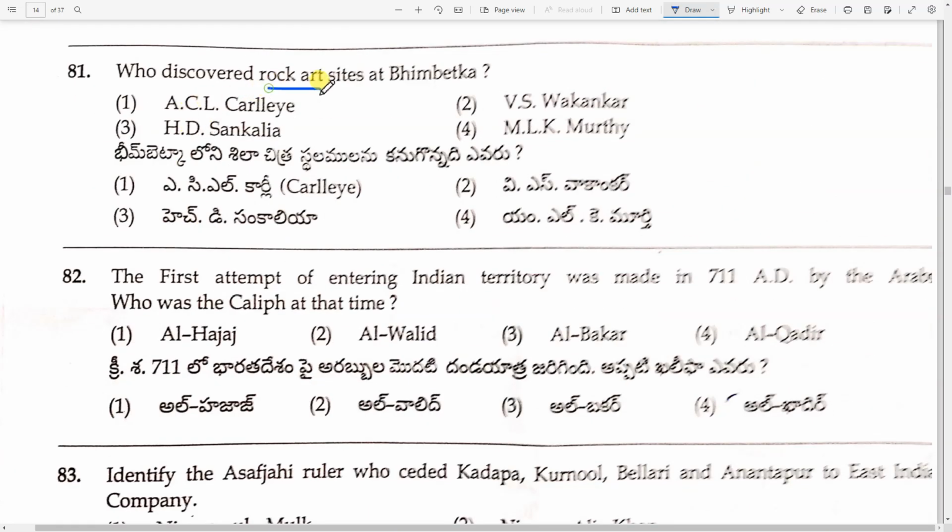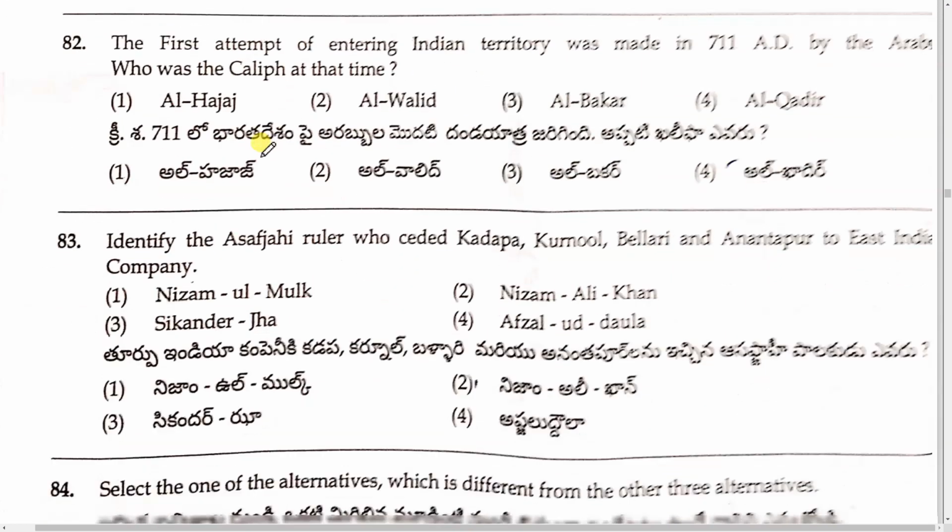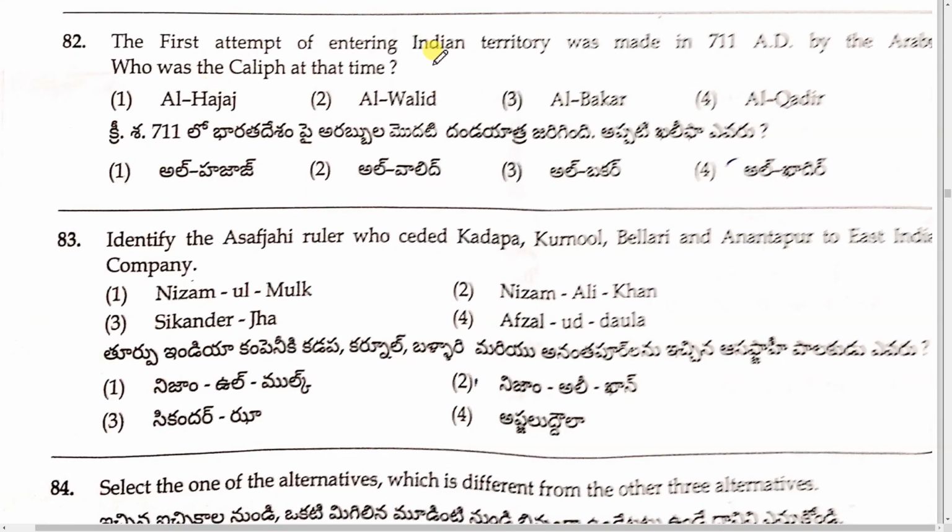Who discovered rock art sites at Bhimbetka in MP? So it is V.S. The first attempt of entering Indian territory was made in 711 AD by the Arabs. Who was the Khalifa at that time? Who was that? Al-Wali.